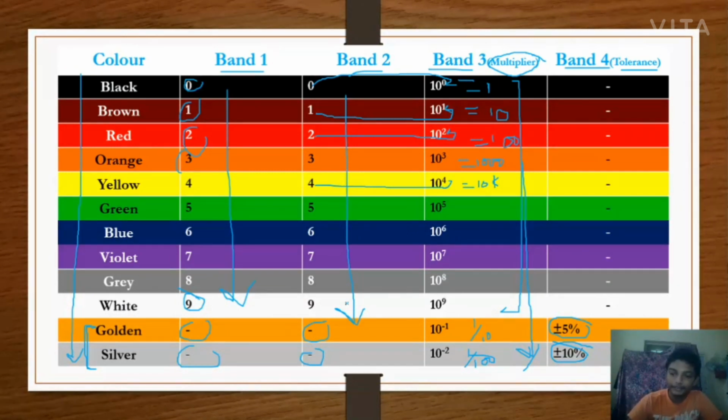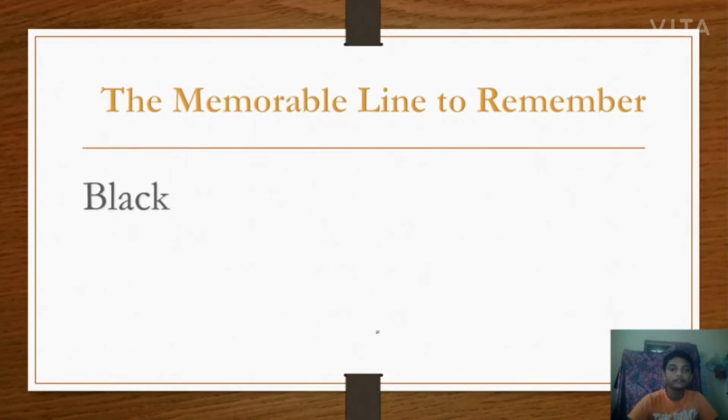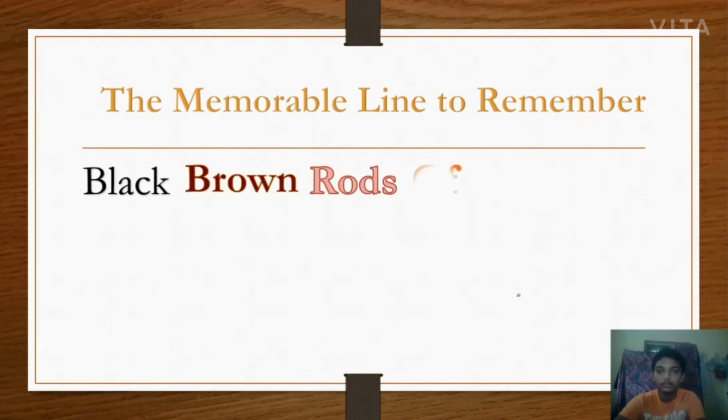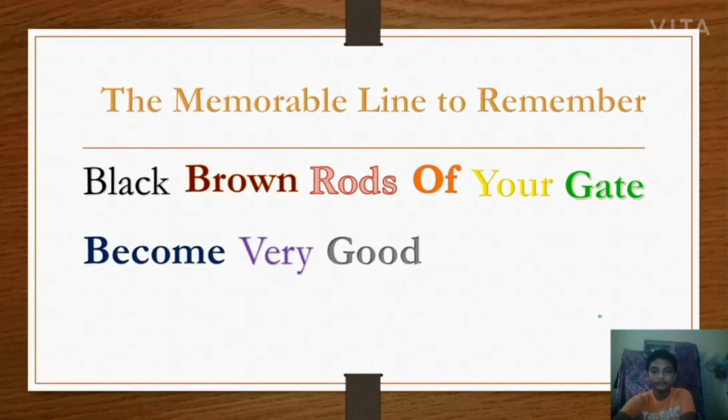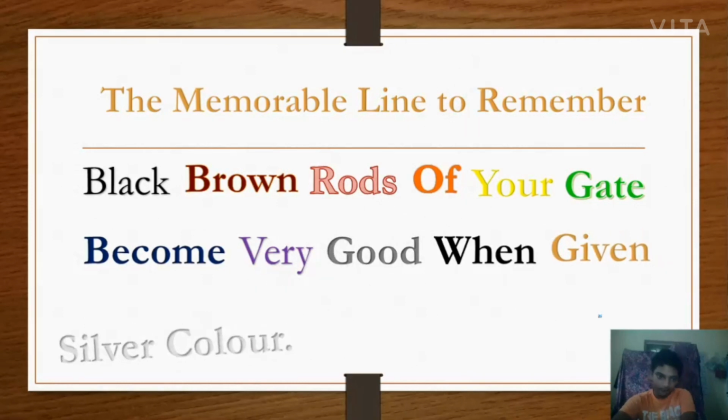Now let us move to the next slide and find the resistivity of some resistor. Let us calculate. Before this, it is very tough to remember all the sequence from black to white or silver in this order: black, brown, red, orange, yellow, green. It is quite tough. If you can remember this series, you can easily get it, because 0, 1, 2, 3, 4, who doesn't remember? So let us come to this line. Black, brown, rods of your gate become very good when given silver color.